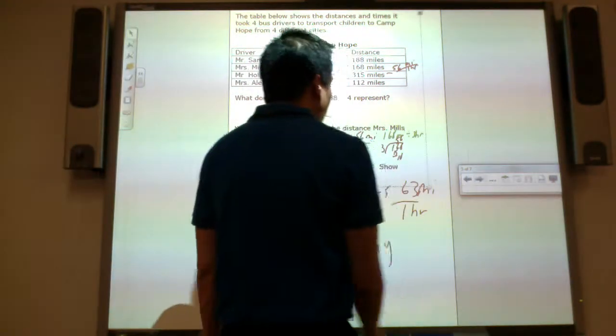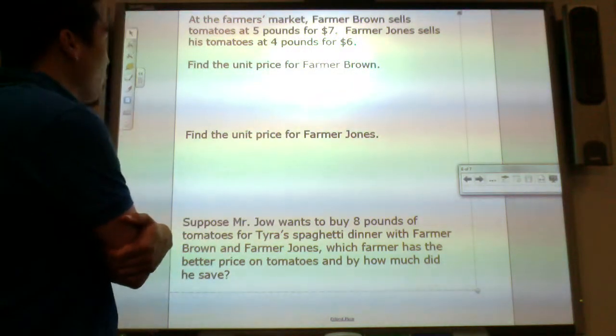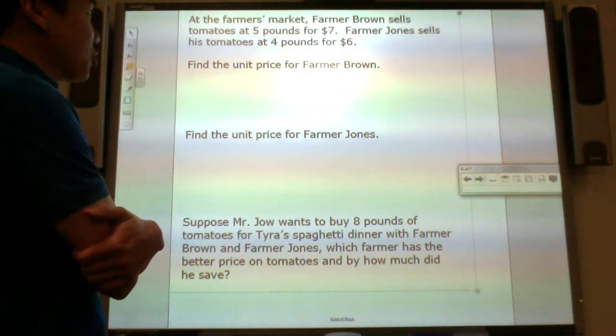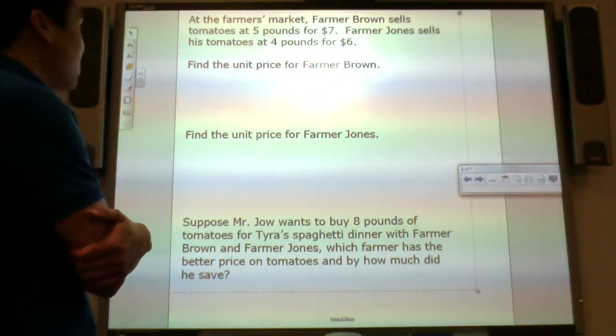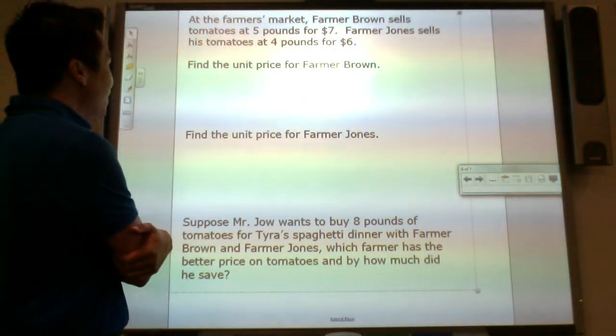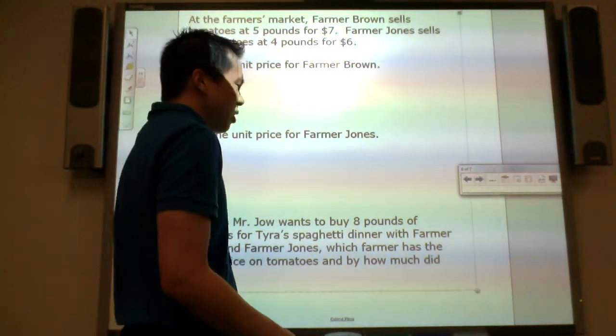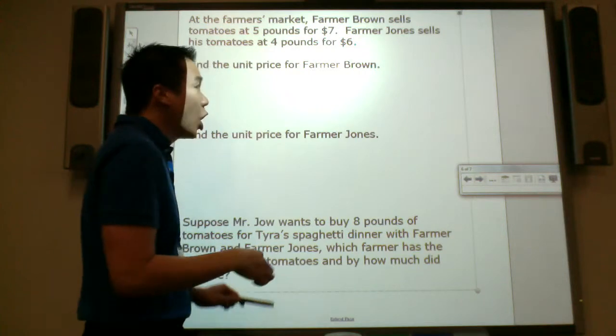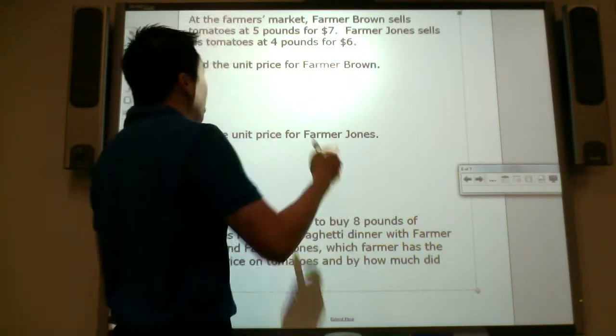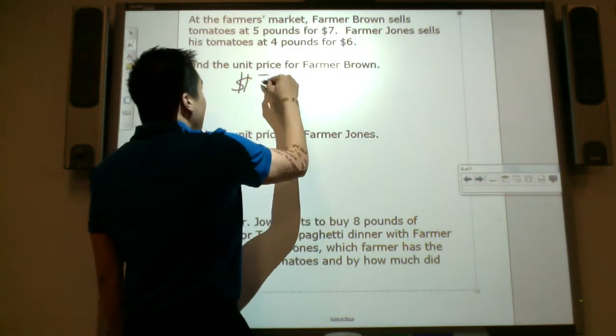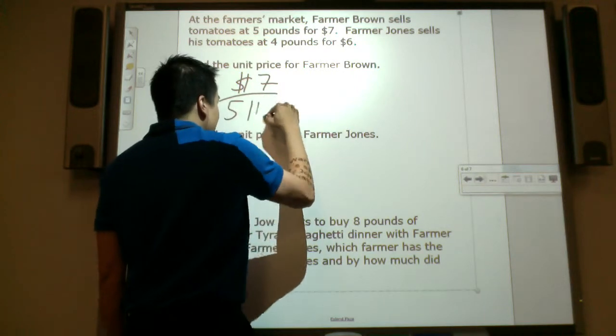And the last screen. At the farmer's market, Farmer Brown sells tomatoes at 5 pounds for $7. Farmer Jones sells his tomatoes at 4 pounds for $6. Find the unit price for Farmer Brown. What's the unit price? Let's go back to our notes. Oh, cost per unit. Oh, yeah. So $7 for 5 pounds.